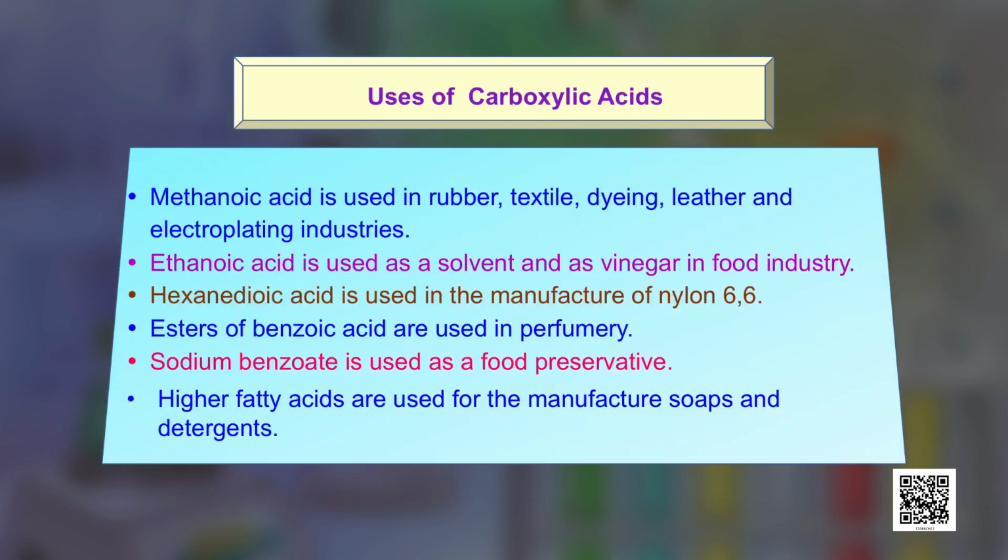Having understood the important reactions of carboxylic acids in detail, let us have a glance at their uses. We will explain some uses of important carboxylic acids here. Methanoic acid is used in rubber, textile, dyeing and other important industries such as the leather industry and electroplating industry. Ethanoic acid is used as a solvent and as vinegar in the food industry. Hexane dioic acid is used in the manufacture of nylon 6,6.